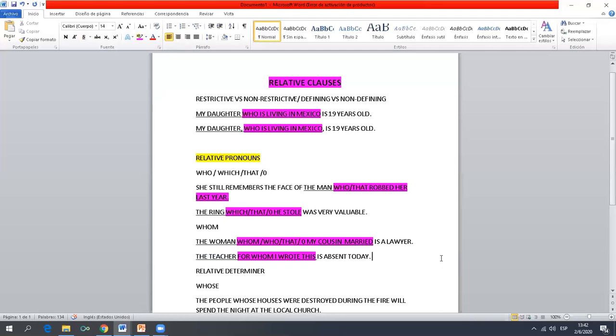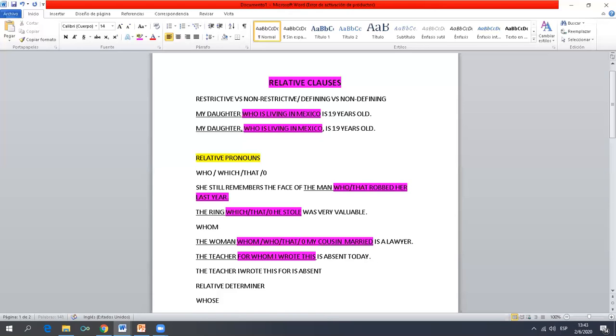You need for whom. But of course there are other alternatives because most people will go for something like the teacher who I wrote this for, that I wrote this for, and in the end this could end as the teacher I wrote this for is absent today. Look at how flexible these structures are, right? The teacher I wrote this for is absent today. Here is the relative with the omission of the relative pronoun. So sometimes it is not so easy to identify the relative clauses when the relative pronoun is omitted.